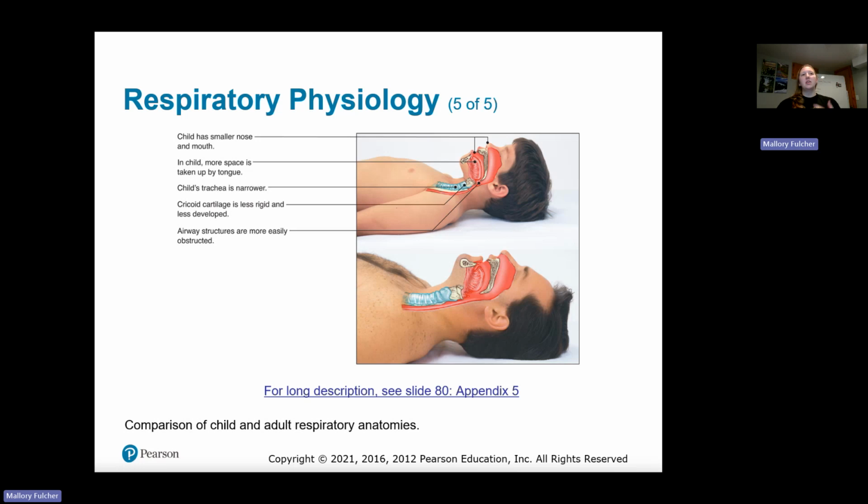So say if someone gets hit in the neck, has any sort of neck trauma, if they're a child, it's more likely that they have damaged the cartilage within their tracheal structures, as opposed to an adult where they have a more rigid airway. It's also more likely that kids are going to get food or foreign objects stuck in their throat when they're swallowing. Their tongues are also proportionately larger than adults, so it more easily obstructs the airway.